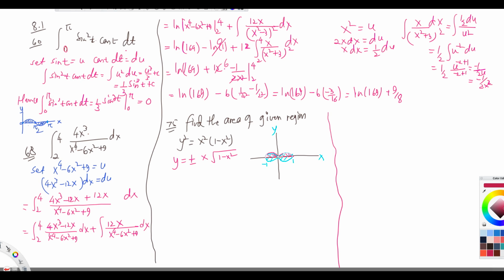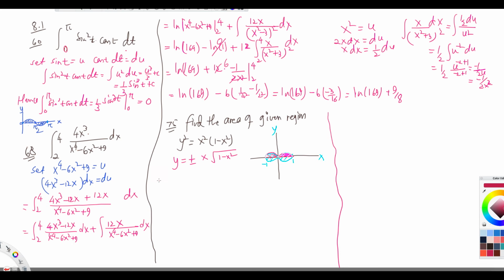This graph is symmetric about both the x-axis and the y-axis. If you replace x by negative x, you get the same equation. If you replace y by negative y, you get the same equation. So it is symmetric about the x-axis and y-axis. In fact, if you want the easier, shorter way, you can just find the area of this part and multiply by 4, because it is symmetric. That area is equal to this area is equal to that area. So all these pieces have the same area.